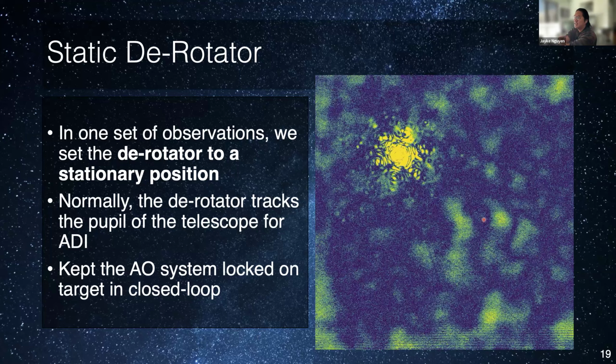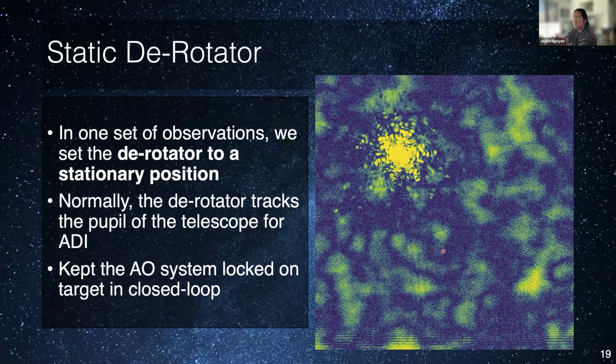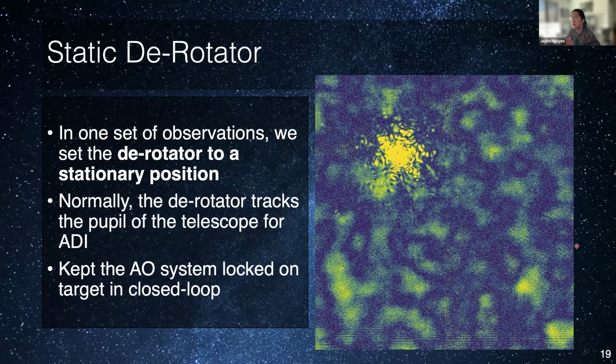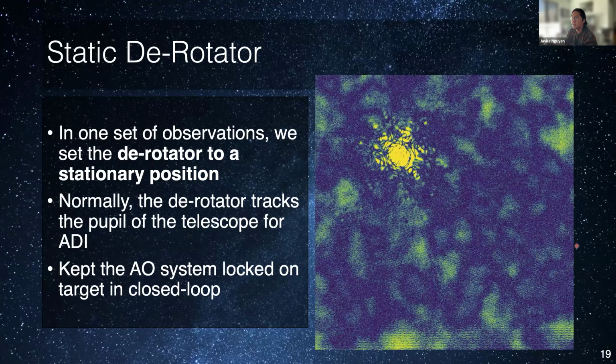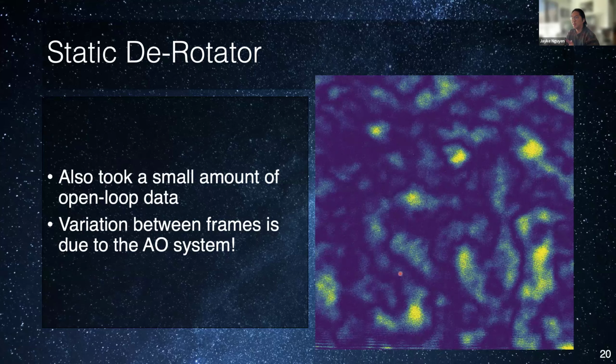And so the question is basically: is that the atmosphere, or is that something else on the bench? In this particular sequence, we kept the adaptive optics system in a closed loop. And we took one more short sequence with the de-rotator in stationary mode again, but this time we took open loop data, so the adaptive optics system is off. And we see that most of the jiggling goes away, right? So we actually see that this thermal background is being modulated by the adaptive optics system and the de-rotator. And a lot of the variation that we had previously assumed to be the atmosphere was actually due to these systematic effects.